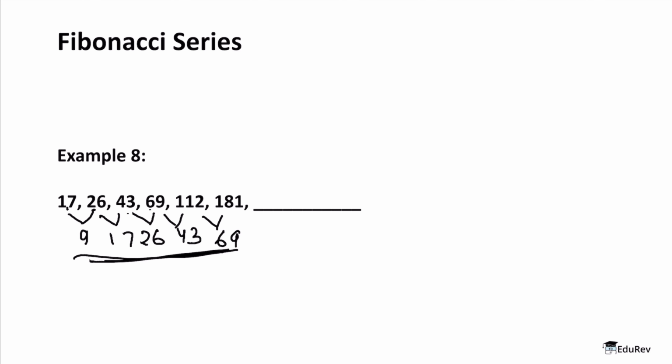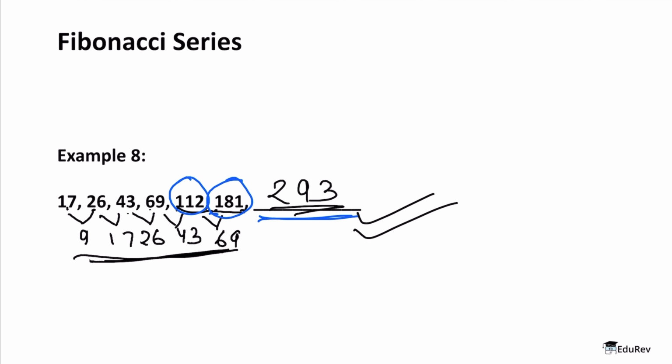According to this, now I have to add 181 and 112. I have to add these two terms in order to get my next term. So what is 181 plus 112? The answer here is 293. So here the correct answer is 293.